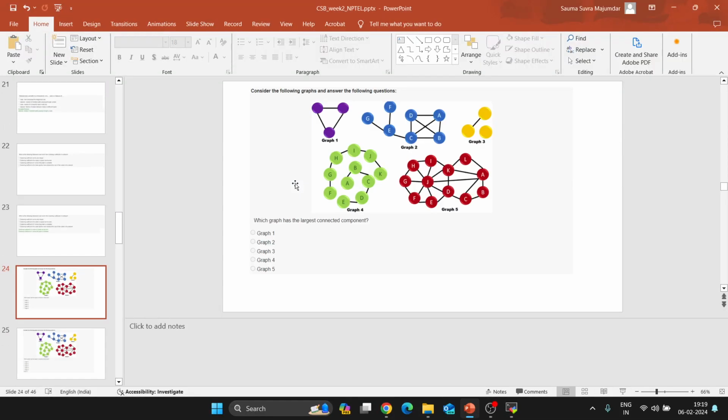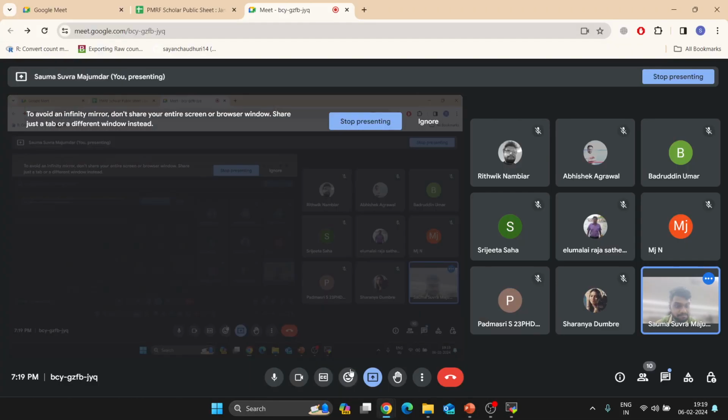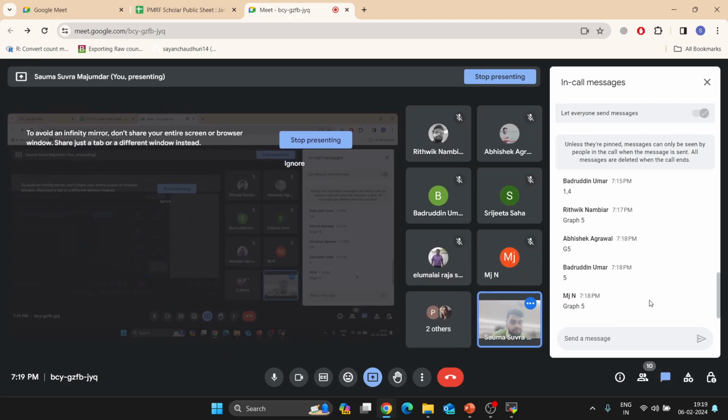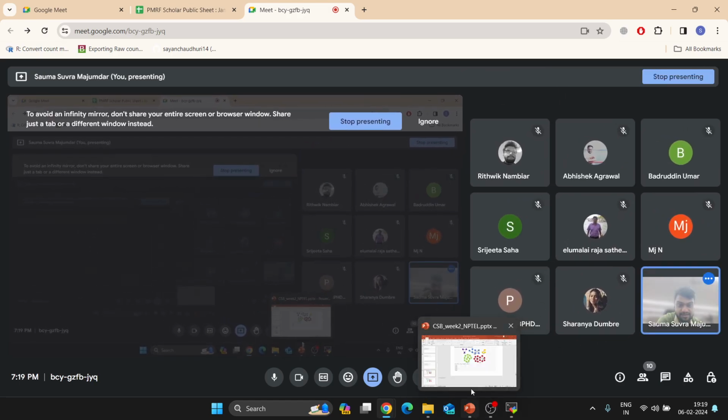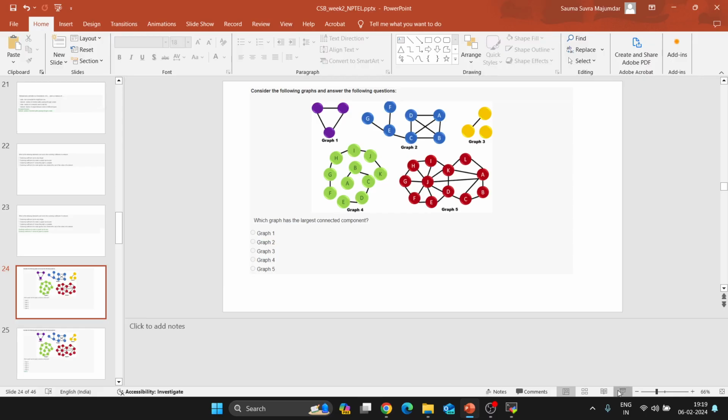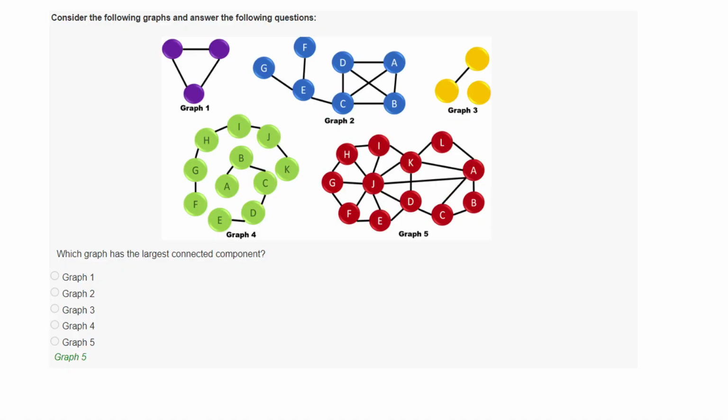Okay, let's see if we have any answers. Four of you are saying graph 5. Yeah, it's true. Graph 5 is the most connected component. So the total number of cliques here is much greater than the rest. So this one is not even connected.